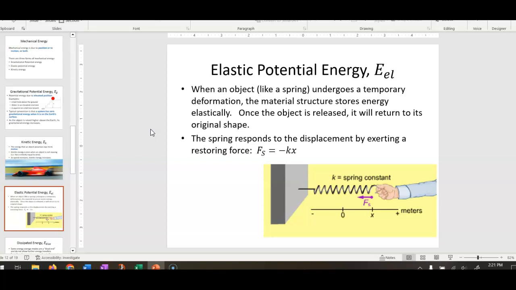And so you'll recognize elastic potential energy if you see something like a spring, or a rubber band, or a bungee cord, something like that, that can be stretched or compressed and then will return to its original shape.